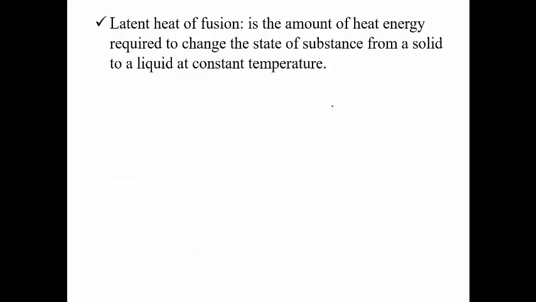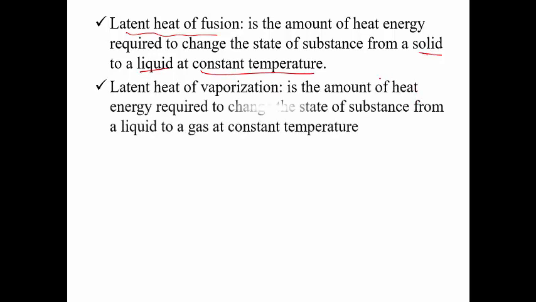When it's melting, latent heat of fusion is the amount of heat energy required to change a state of matter from solid to liquid. Therefore, latent heat of fusion is when a substance changes from solid to liquid, and this happens at constant temperature. And latent heat of evaporation is the amount of heat energy required to change what? State from liquid to gas at a constant temperature.